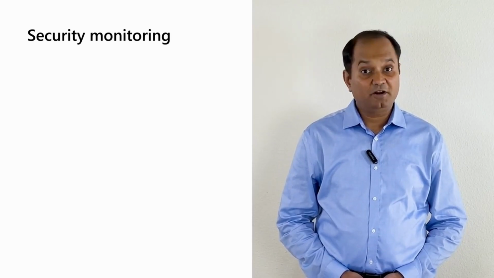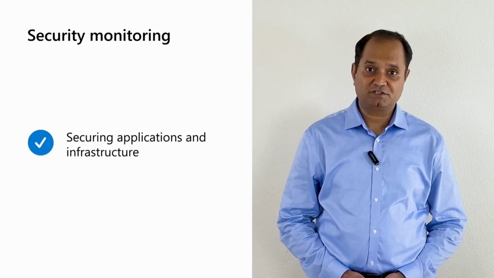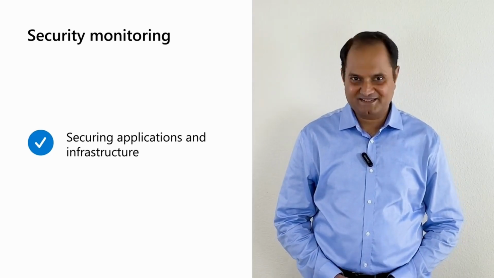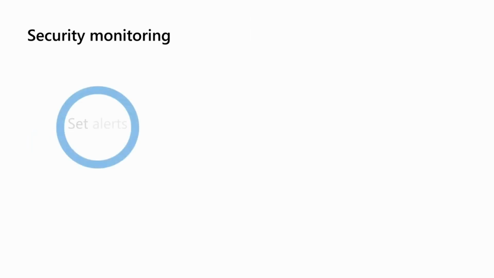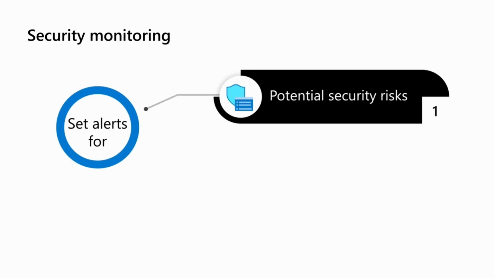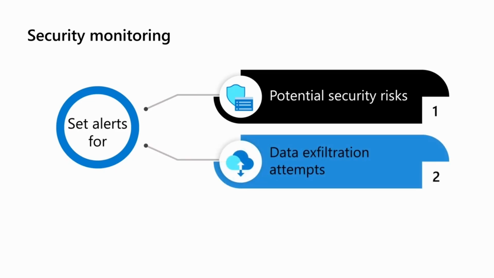Now let's discuss an equally important subject: monitoring the security of our applications and infrastructure so they always remain protected and available. For example, you should actively monitor and set up alerts for potential security risks to your infrastructure, such as suspicious user accounts or malicious IP addresses, and data exfiltration attempts or unauthorized access to sensitive information.